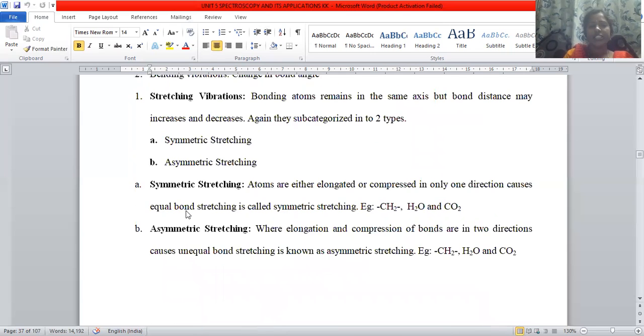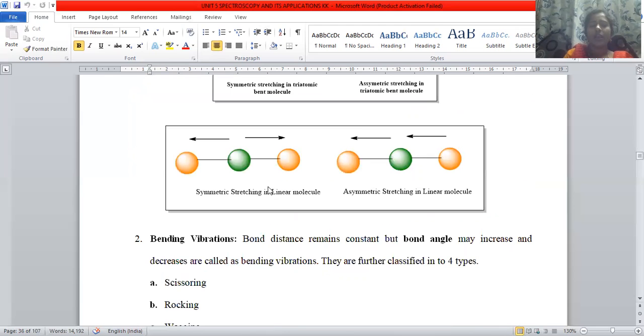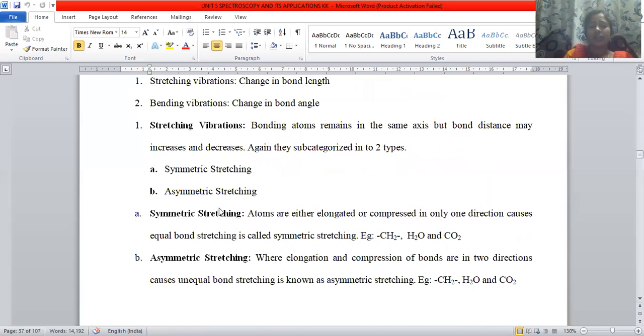When we compare the energy requirement for stretching and bending vibration, bending requires comparatively less energy to bring the angle inward and outward compared to stretching vibrations. Stretching requires a change in the bond length. Bonded atoms are held together by electrostatic forces of attraction.